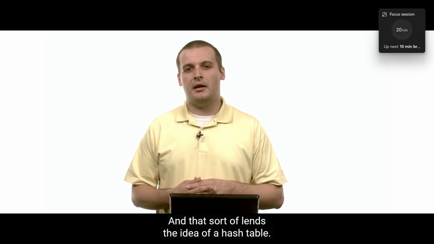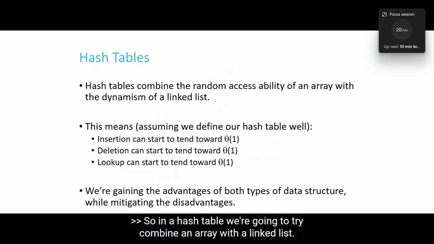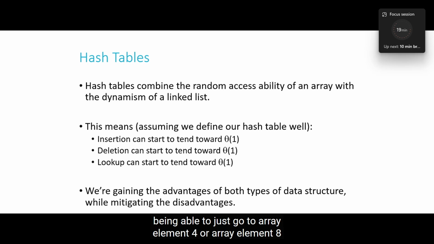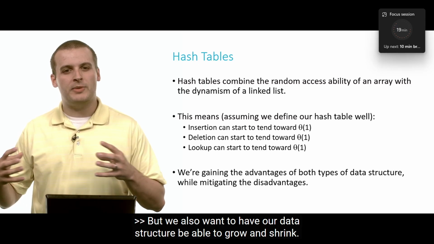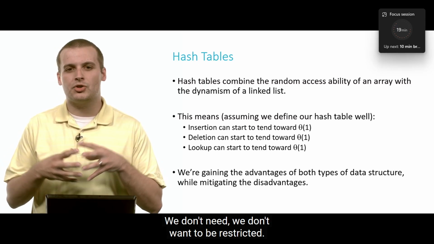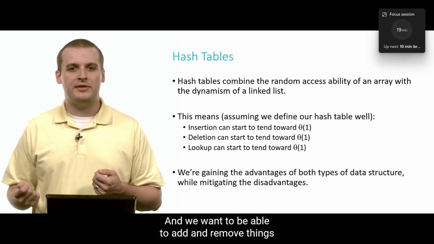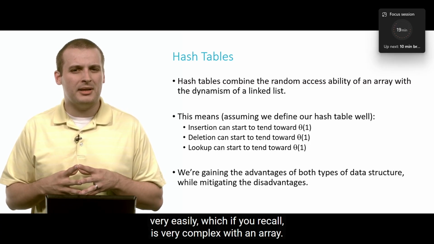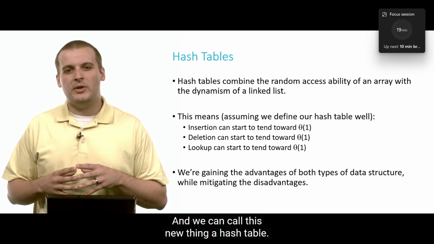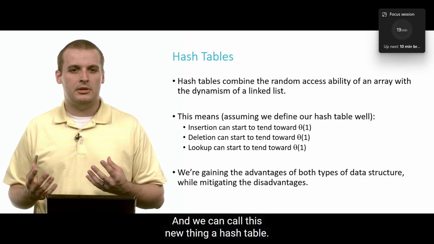And this sort of lends to the idea of a hash table. So in a hash table, we're going to sort of try and combine an array with a linked list. We're going to take the advantages of the array, like random access, being able to just go to array element 4 or array element 8 without having to iterate across. That's pretty fast, right? But we also want to have our data structure be able to grow and shrink. We don't want to be restricted. And we want to be able to add and remove things very easily, which, if you recall, is very complex with an array. And we can call this new thing a hash table.